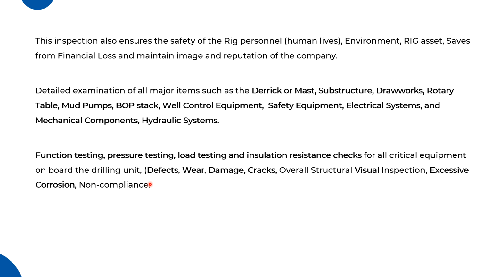So during the inspection, what does the inspector find? They find if there is any defect in the equipment, if there is any wear, if there is damage, is there any crack, overall structural visual inspection, excessive corrosion, and if there is any non-compliance. Okay, the main inspection is whether the equipment is running correctly and functioning well, and apart from that, all these things are considered. Is there any crack, is there any damage, is there any excessive corrosion, like that. So all these are considered during the inspection.